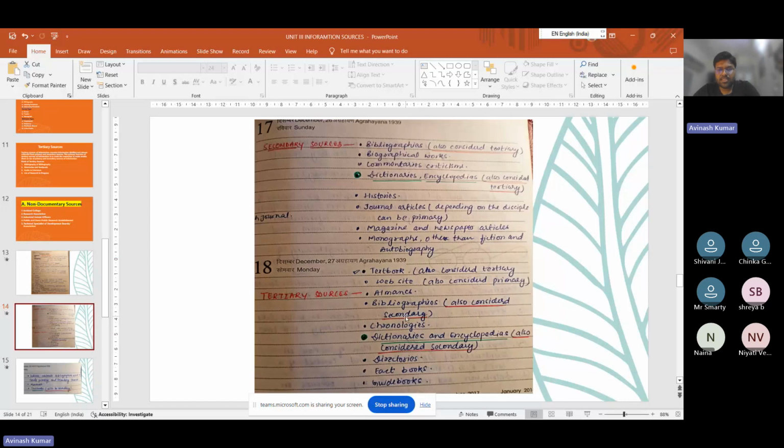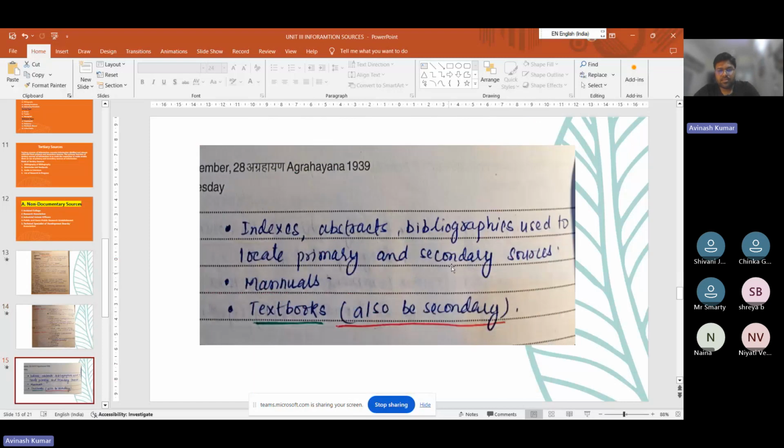What are the tertiary sources? Almanac, bibliography also considered secondary sources. Chronology, dictionary and encyclopedia also considered in secondary sources, but also come in the tertiary sources. Directories, fact books, guidebooks, these come in the tertiary sources. And now these come in the tertiary sources.